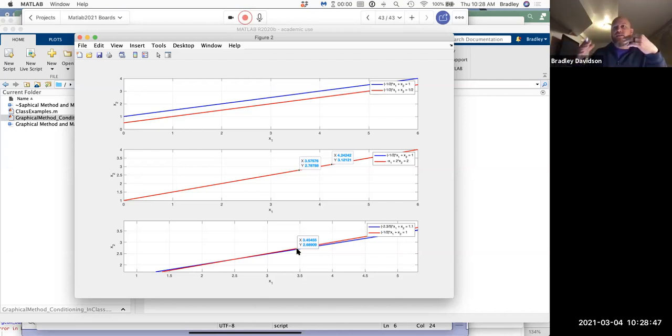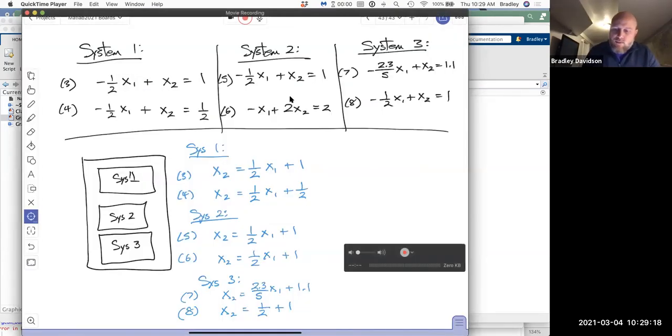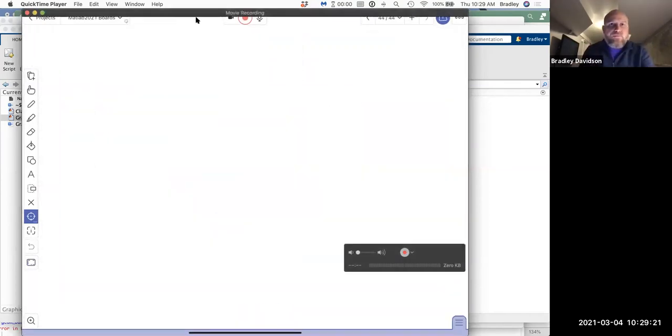Okay, which is telling us that if we have a well-conditioned system, then its solution is going to be unique and easy to find. If we have an ill-conditioned system, then it's going to be difficult to find. An ill-conditioned system is one that we would say has an infinite number of solutions, like in our middle system, or no solution at all, which is in our top system.